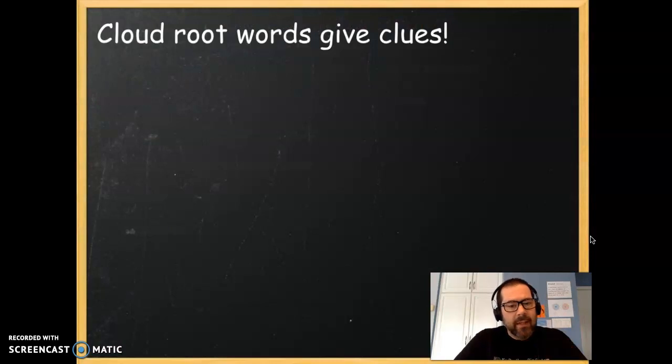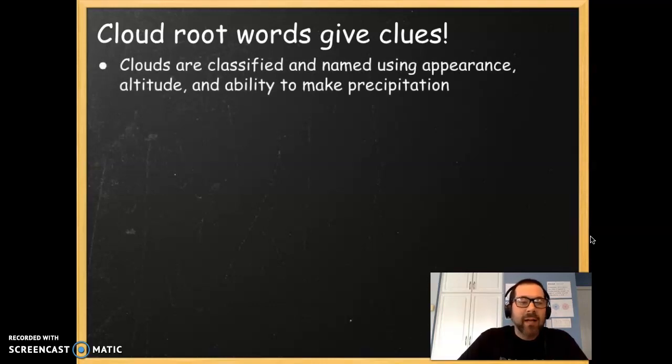Now, when we look at clouds, you have to pay attention to the root words, okay? Because just the name of the cloud itself will give you a lot of clues as to what may be in store as far as the weather goes. So, clouds are classified and named using their appearance, their altitude, and their ability to make precipitation.